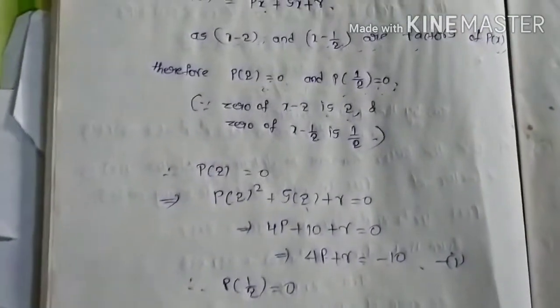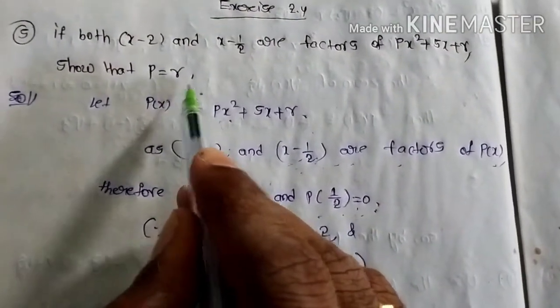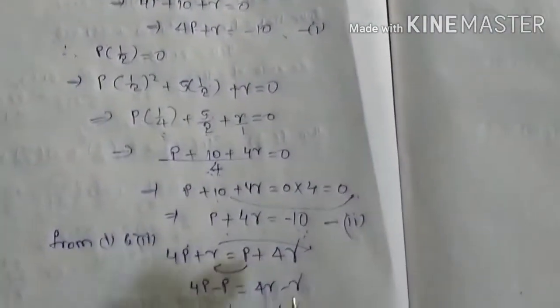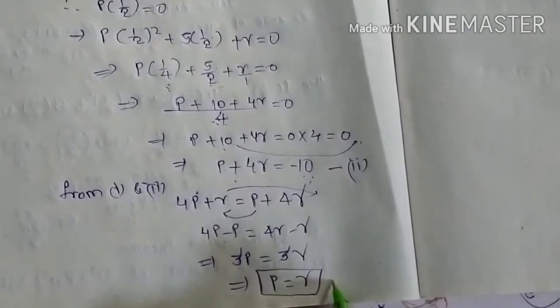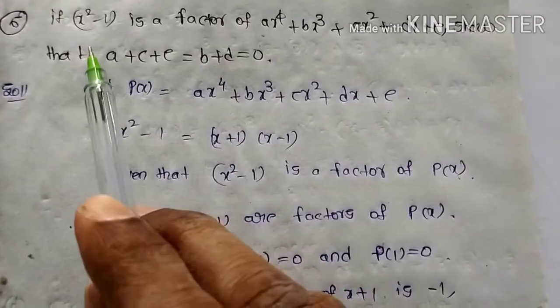Once you can see here what they are asking in our question C, we can show that p is equal to r or not? Yes. Once you can observe here, what is your answer? P is equal to r. This is your solution. Now you can see here question number 6.